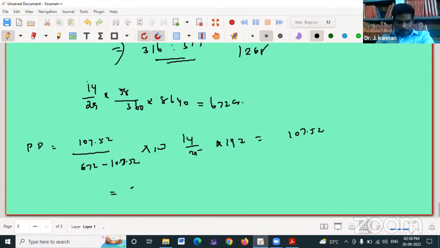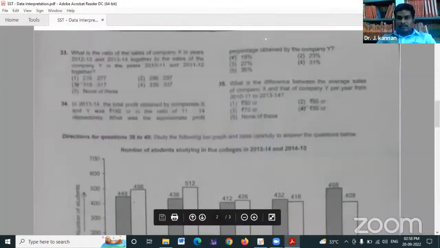107.52 into 100. So the approximate answer is 19 percentage. So the profit percentage obtained by the company Y is 19%.